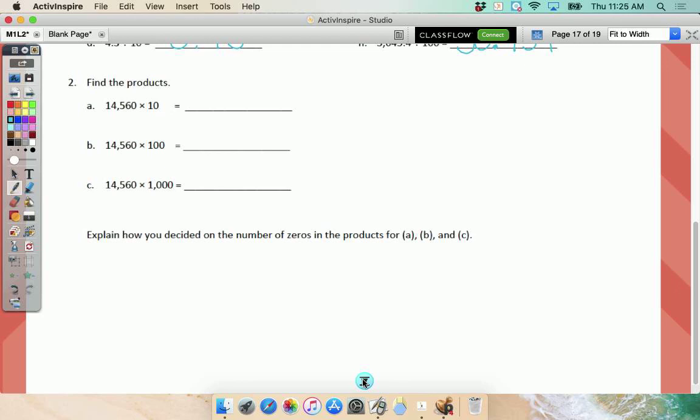Yep. And I love the zero trick on multiplication. Oh, yeah. Anything times 10? Just add a 0 to the end. Add a 0 to the end. What about 100? How many zeros will we add?